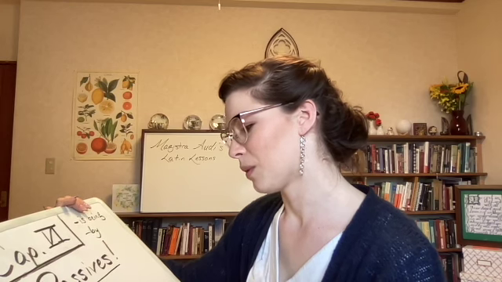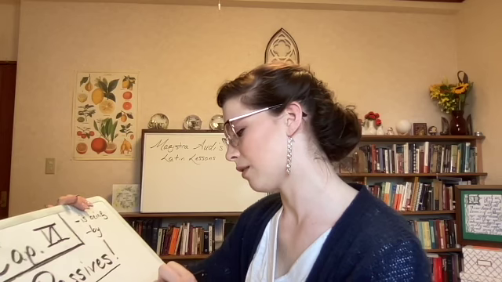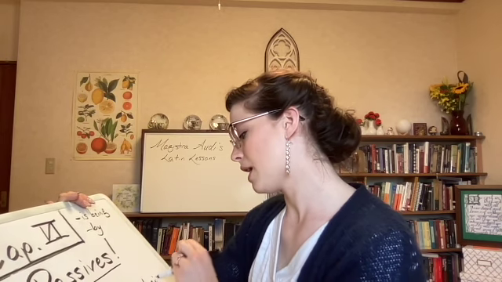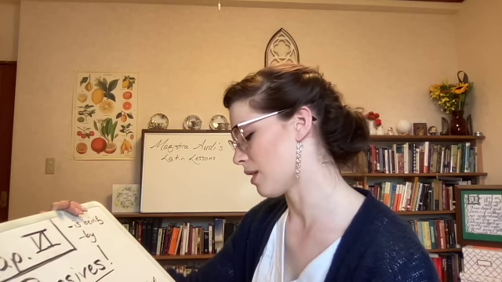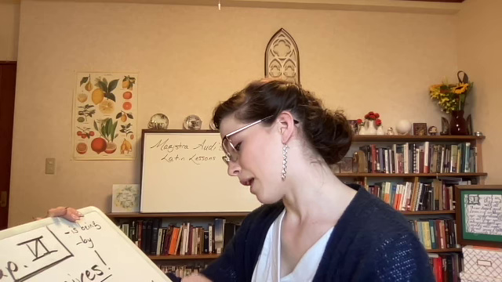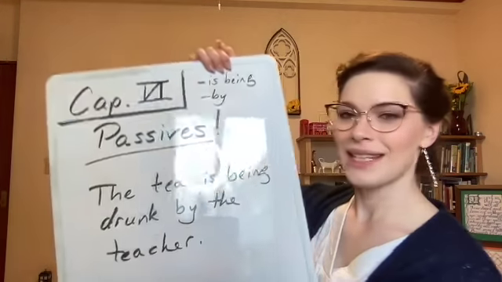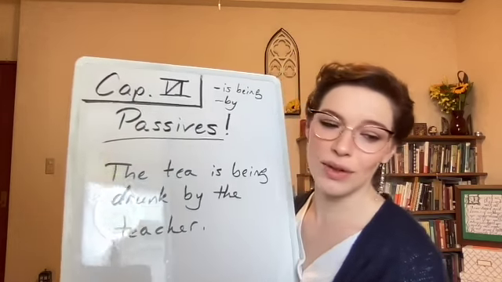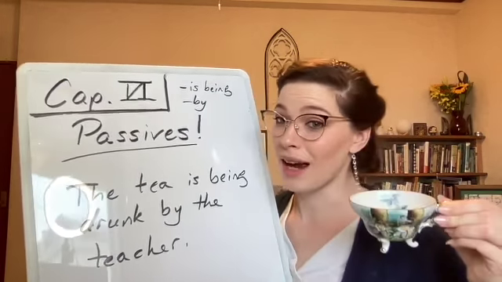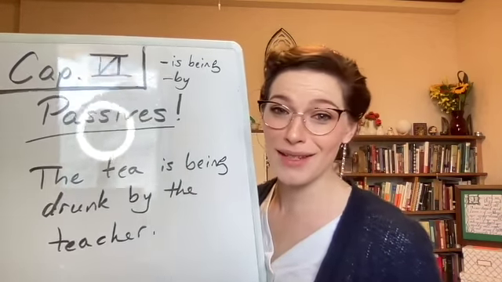So, we will do the tea is being drunk by the teacher. Because I am drinking tea right now. I might have just given away what the answer is. Oops. It's okay. We'll be fine. All right. The tea is being drunk by the teacher. Please make this active. I want to actively drink this tea. It is sitting here tempting me. I want to actively drink this. Allow me to actively drink this tea by making this passive sentence active.